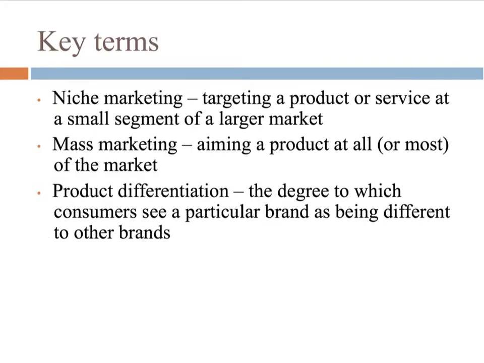Next key term is a niche market. Lots of people mispronounce that. It's niche. This is when we target a product or a service at a very small segment of a larger market. So remember, we said that a whole market might be defined like a pizza. So if you are targeting that, then this is a mass market. So a mass market is aiming a product at all or most of the market. So it could be a large part of the market, but a niche might be this tiny bit here. So a very small part of the market.